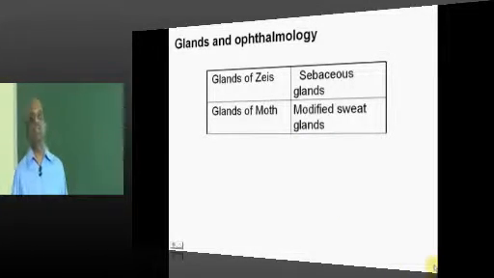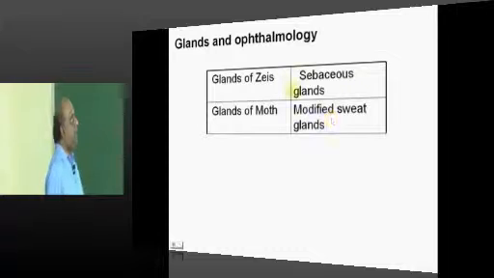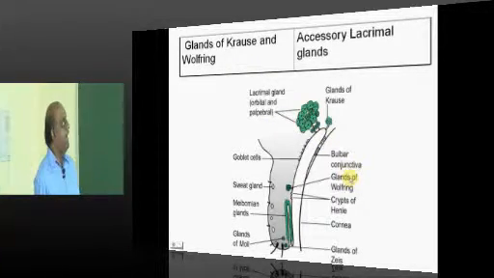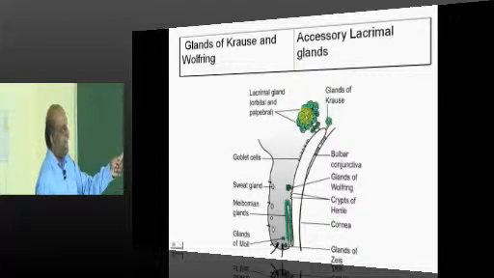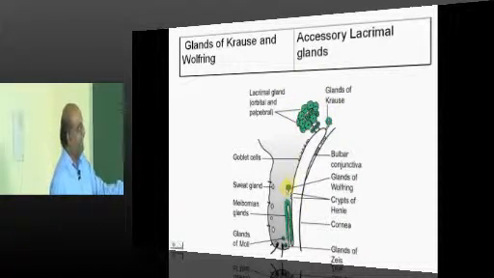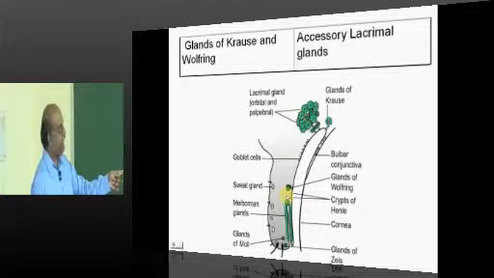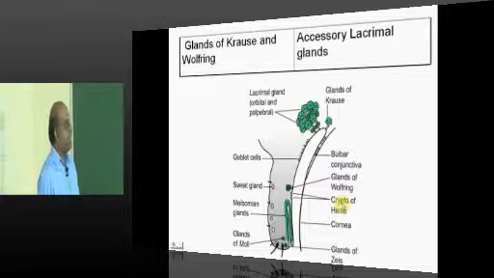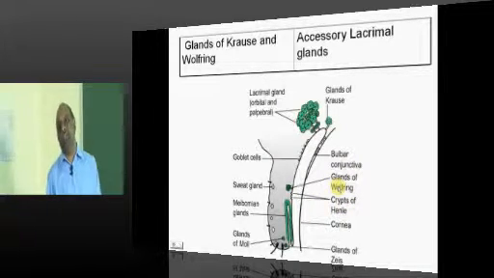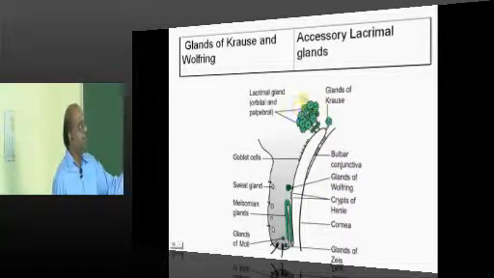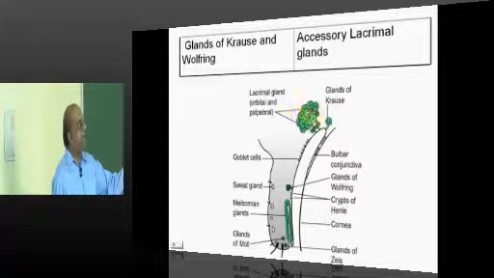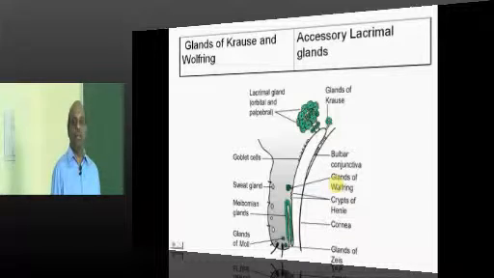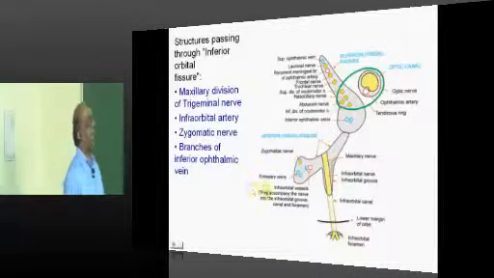Now a few glands you must be very sure of. Sebaceous glands are the glands of Zeis, sweat glands are the glands of Moll, and you have one main lacrimal gland and you have some accessory lacrimal glands which are called the glands of Krause and glands of Wolfring. They are the two types of the accessory lacrimal glands. Suppose if we are unable to cry after getting the results of NEET exam, we have two more small glands available to continue crying. So you have two accessory glands.